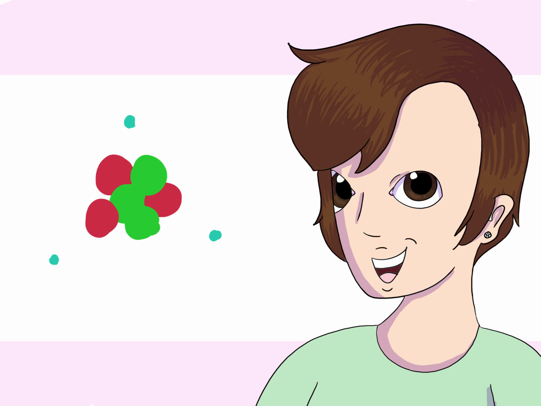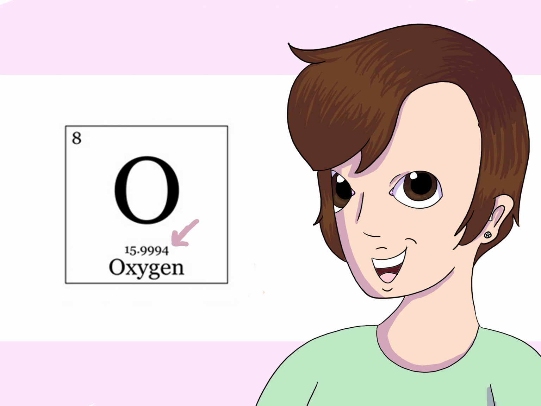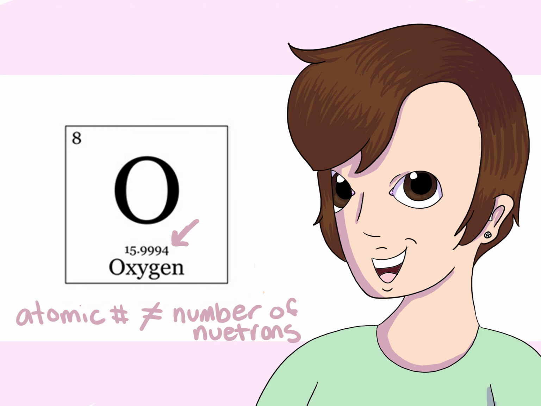Now that that's out of the way, let's go back to our oxygen square. This is the atomic mass, or how much an atom weighs. If you take this number and round it, you get the mass number, or the amount of protons and neutrons combined. What do you think we have to do to find the number of neutrons? Right, you take the mass number and subtract the atomic number. So if we do this with an oxygen atom, we see that there are 8 neutrons, but it isn't always equal to the number of protons.